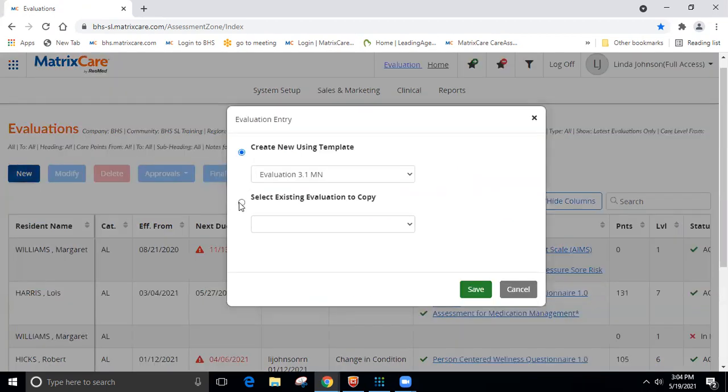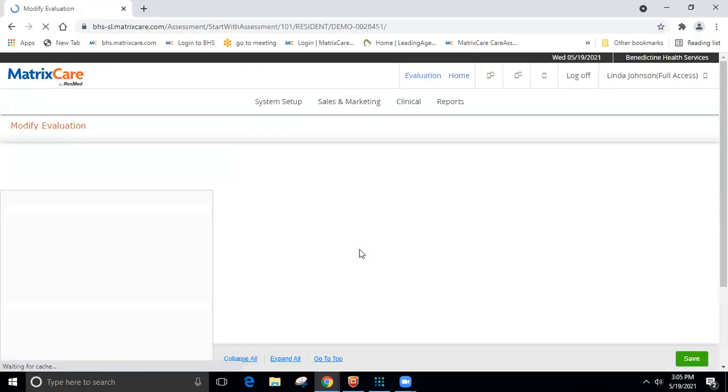So if I had a previous evaluation, I would select existing to copy over from, and I would select the last evaluation done. I'm actually going to do the Wisconsin evaluation template just because Wisconsin is the only state that just uses the core questions. Everyone else has some added things for state regulations. So this is like the basic of the evaluation. So we're going to go ahead and save.